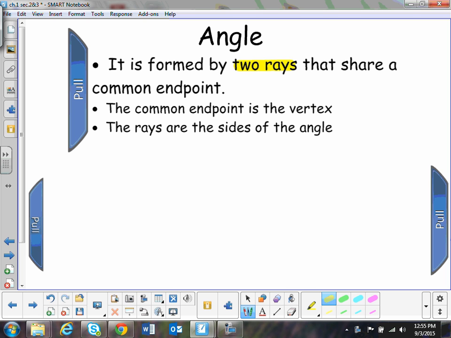So it's formed by two rays. They share one common endpoint. This common endpoint is called a vertex. You'll hear us say vertex throughout the entire year, or vertices for plural. And then the rays are also known as the sides. So if you hear us say that, you know what we're talking about.